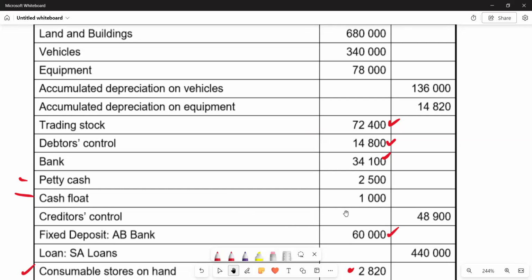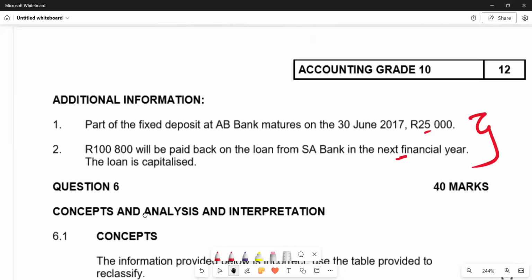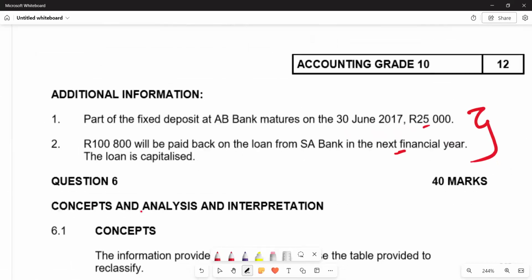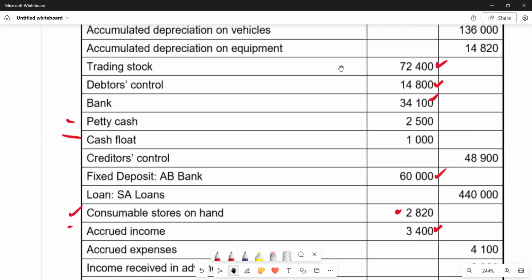And also, if you go to the additional information, we've got a statement telling us that part of the fixed deposit, AB Bank, matures on the 30th June 2017, which is 25,000. So we're going to add it again then. Remember, we removed it from the fixed deposit, but now we are putting it under cash and cash equivalent. So we add it again, get the total. So basically, that's what we have. So we are saying bank 34,100. We add 2,500 for petty cash, we add 1,000 for cash float, and then we add 25,000 that we have in the additional information.